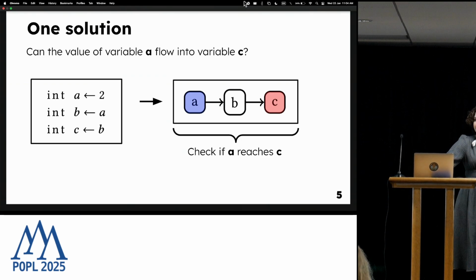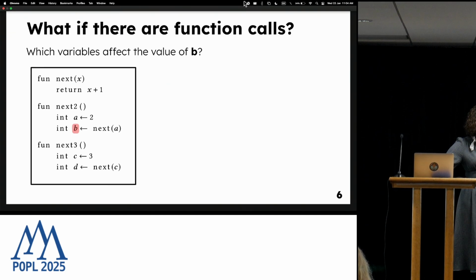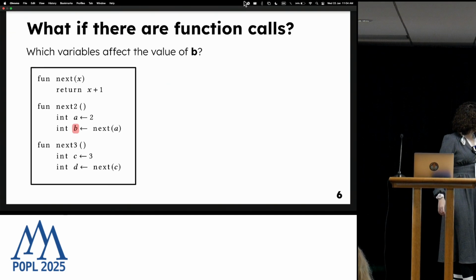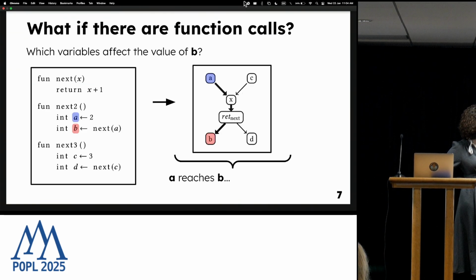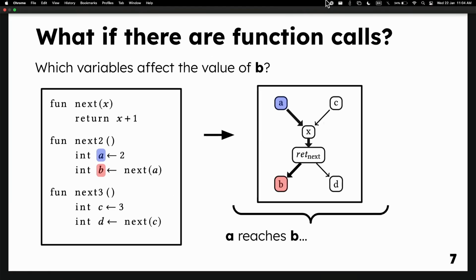Therefore, a affects the value of c. But let's see what happens when we have slightly more complicated programs. Here, for example, we have a couple of function calls. And we want to know which variables affect the value of b. If you look at this function next2, we have this a. A is going to go into the function next. So a is flowing into x. And then that x flows into the return field, right? And then that return field flows back into b. So a affects the value of b. And if we create a graph, the way that I was defining before, indeed, a does reach b.